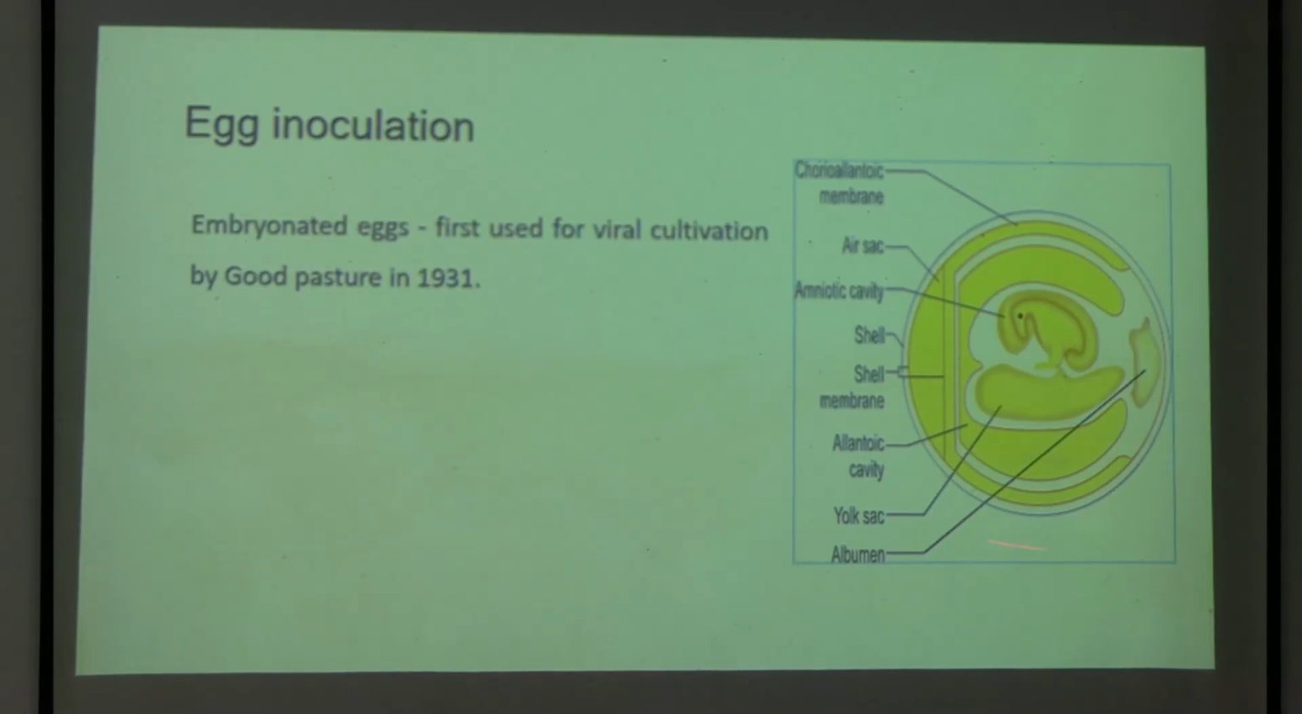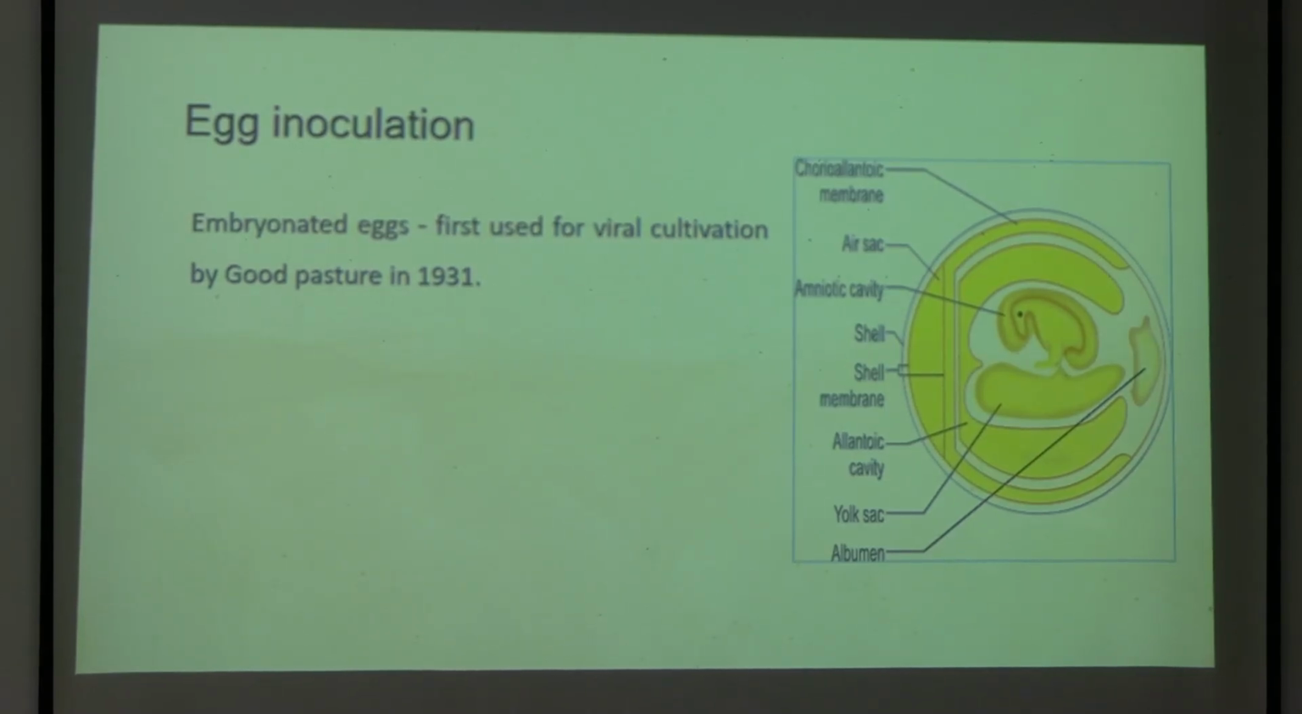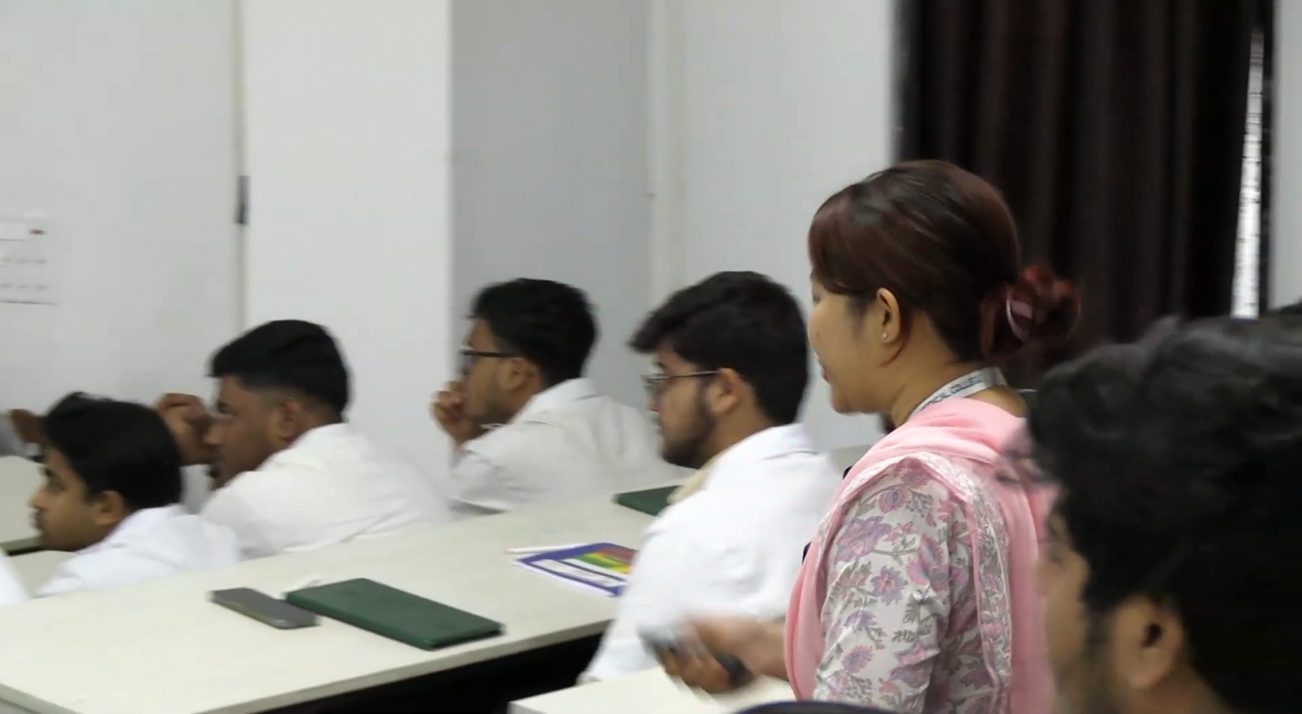So the egg which we get in the market, can we use that for egg inoculation? Why? Sterilized? No, not about sterilized. What kind of egg do we get in the market? Unfertilized. You need a fertilized egg. This structure you will never find in the eggs which we get in the market. We need fertilized egg for egg inoculation.